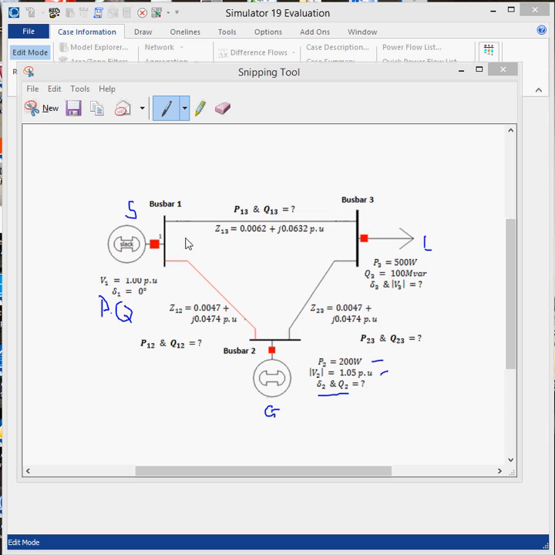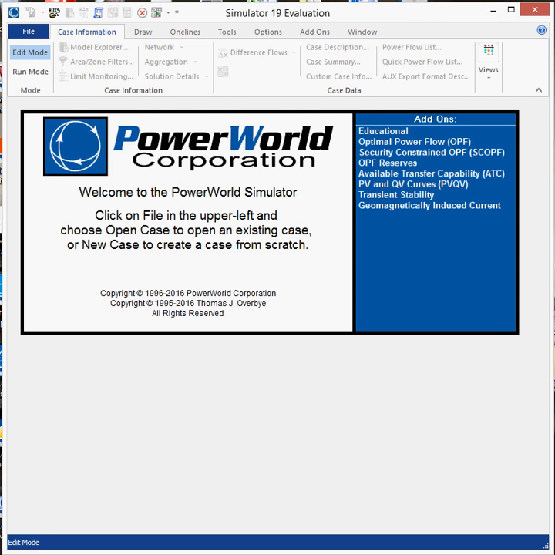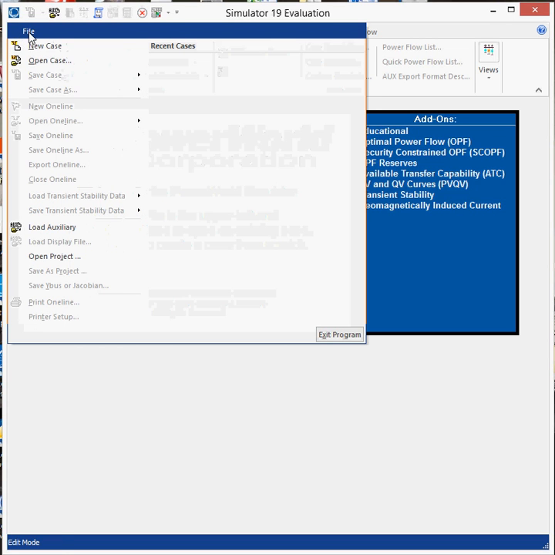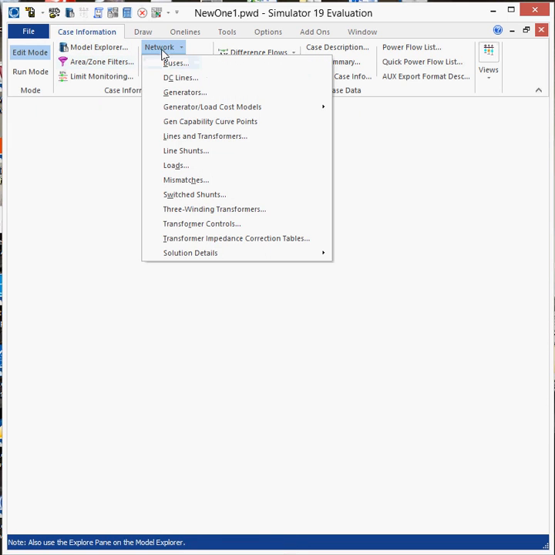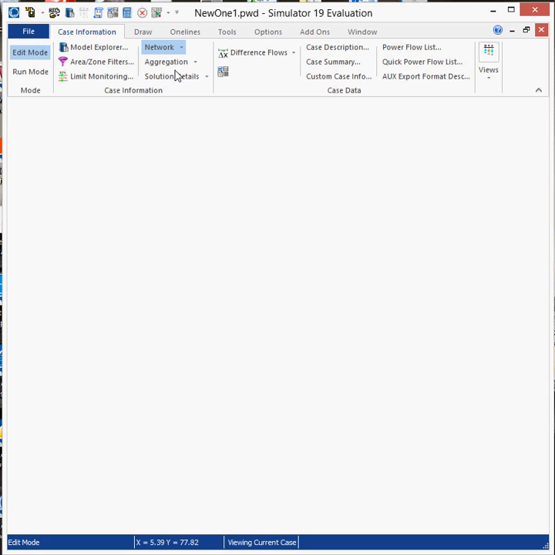So you need to model this system in PowerWorld. The first step is you need to create a new case, and then since we have 3 buses, you need to add a bus.